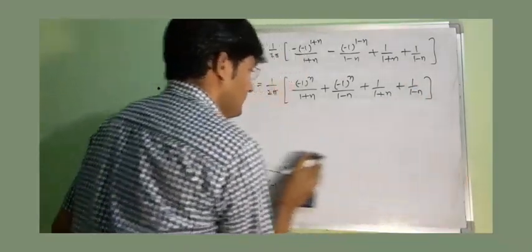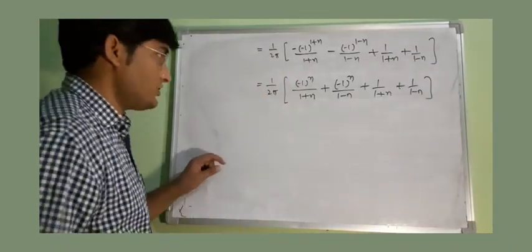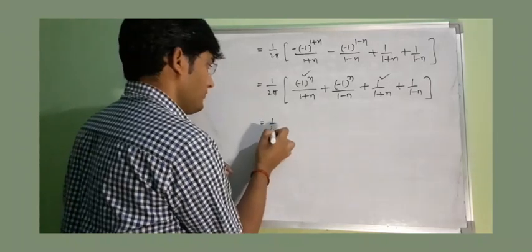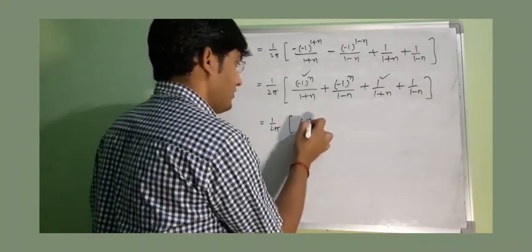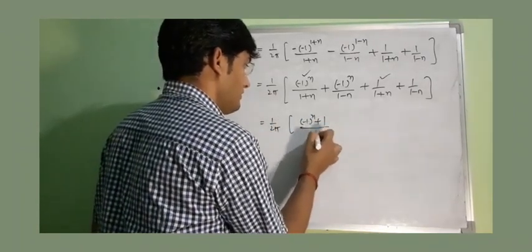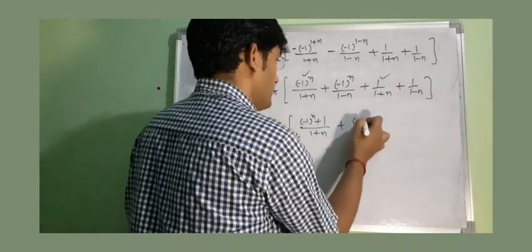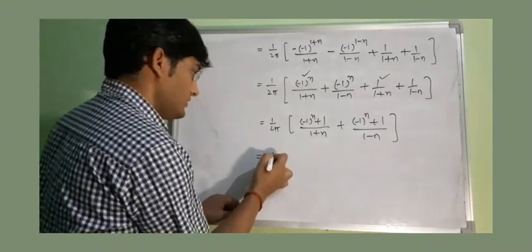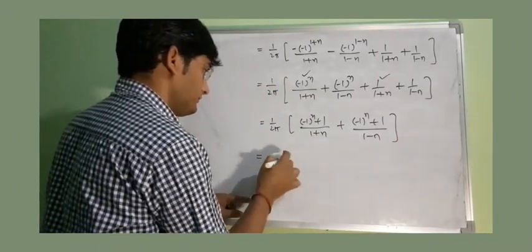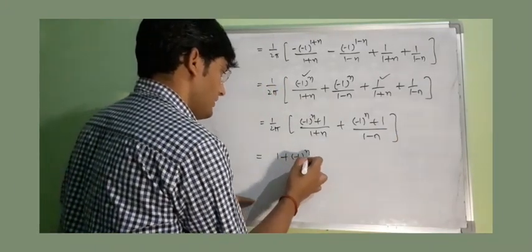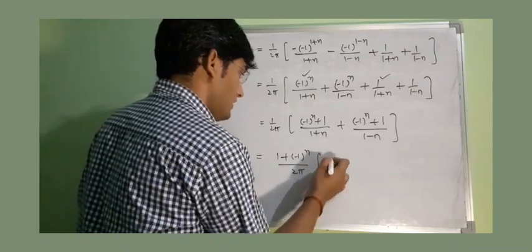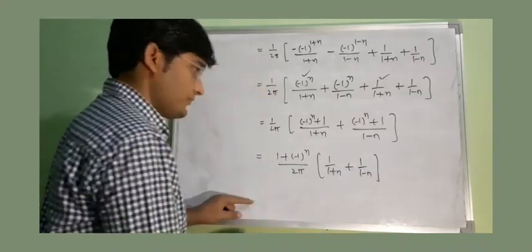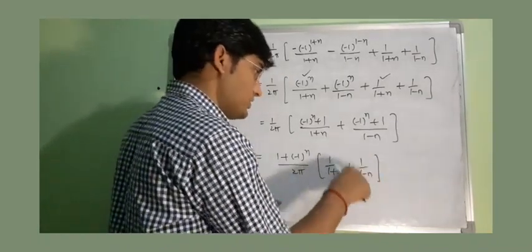Now we can combine these terms. So take these two terms. So we will have minus 1 to power n plus 1 divided by 1 plus n. Similarly we will have minus 1 to power n plus 1 divided by 1 minus n. So that means this is your 1 plus minus 1 to power n divided by 2 pi. In the bracket we will have 1 plus n plus 1 minus n. So this is your 1 minus n, 1 plus n, that means 2.